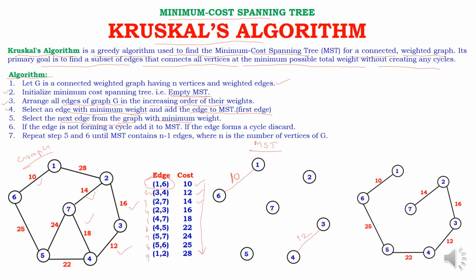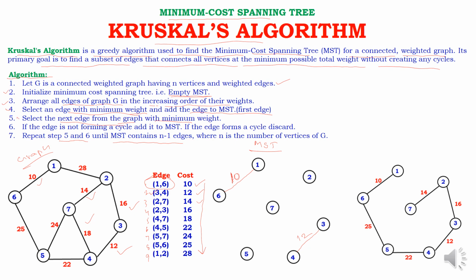Then again, repeat steps 5 and 6 until the minimum cost spanning tree contains n minus 1 edges, where n is the number of vertices of the graph. There are 7 vertices, so you may have 6 edges. Then repeat 5 and 6.